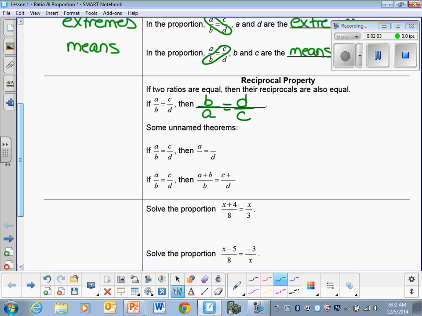Now we have some unnamed theorems. The first one says when you have a proportion, you can switch the means, and the answer is still the same. The second one says when in a proportion, you can add the denominator to the numerator and still keep the proportion equal. So notice here I added B, which was the denominator of the left side of the proportion. So on the right side I have to add D, the denominator on the right side of the proportion. Neither one of these properties has a name, so if you're using them in a theorem, you have to write it out the way it's written here.